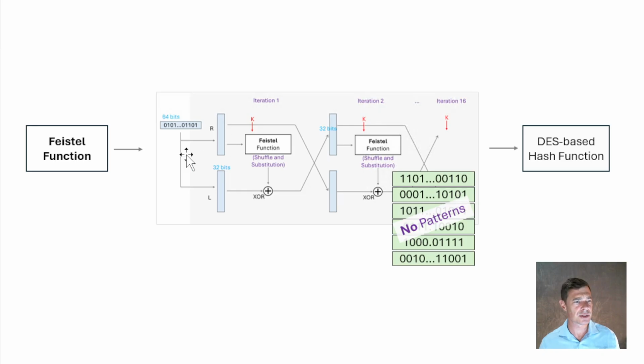Now, DES was the first application of the Feistel process, but more than that, this capability was the foundation for a whole new cryptographic tool of hash functions.